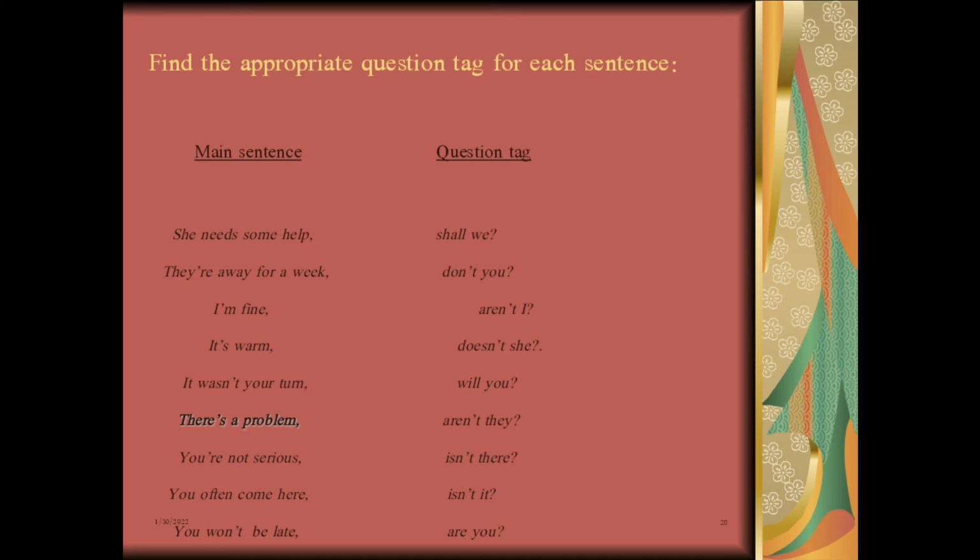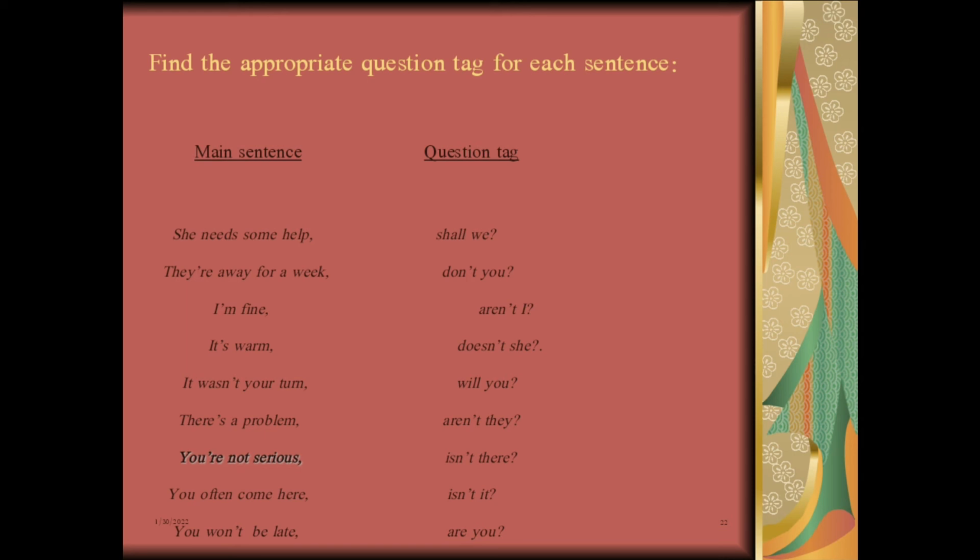There is a problem. Here we have the auxiliary verb is, put it in negative, isn't, and the personal pronoun here, there. Isn't there?